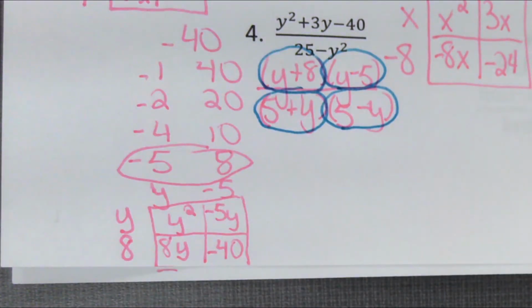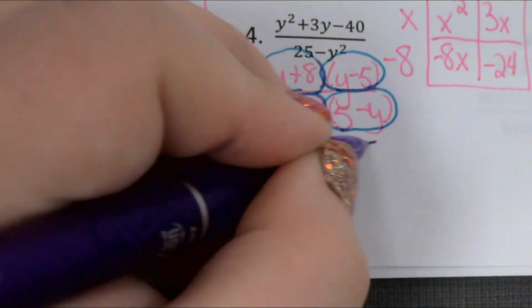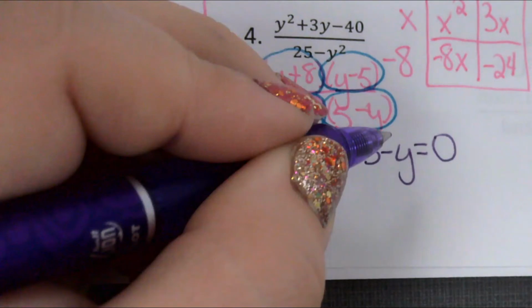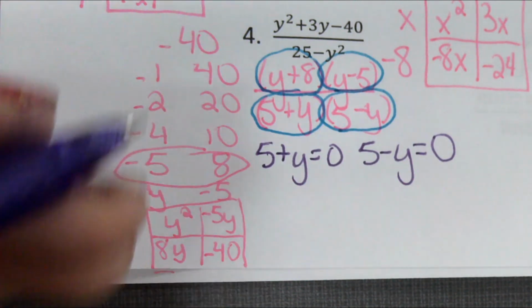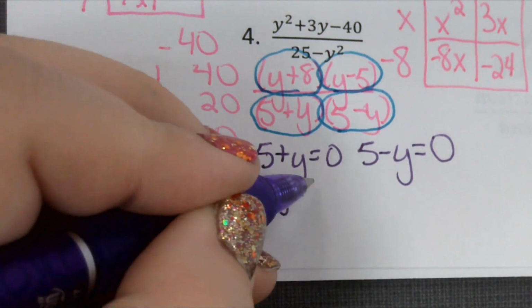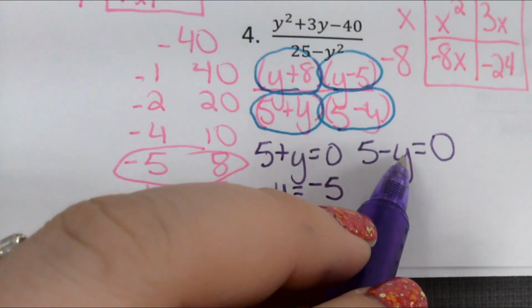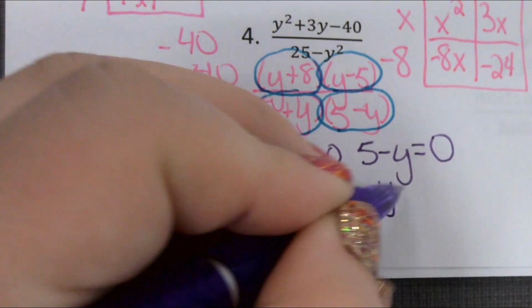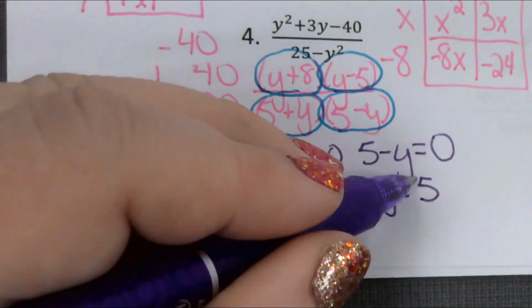And find our excluded values. So 5 plus y will equal 0, and then 5 minus y equals 0. If I subtracted 5 from both sides, an excluded value would be negative 5. And what would make this equal to 0? Subtract 5 and divide by negative 1 if you need to, but positive 5. If I did 5 minus 5, that would equal 0. So my excluded values are 5 and negative 5.